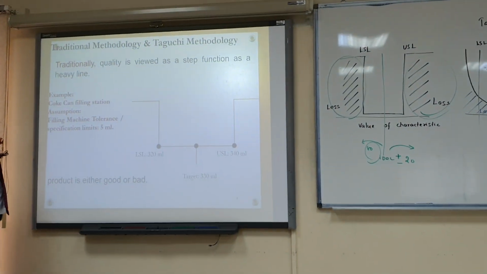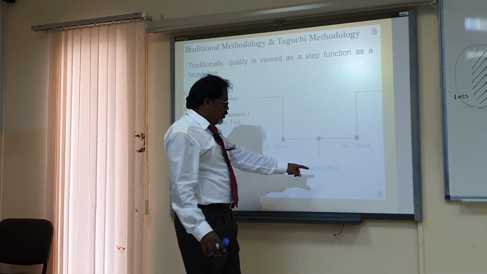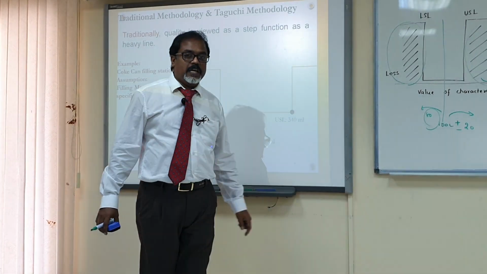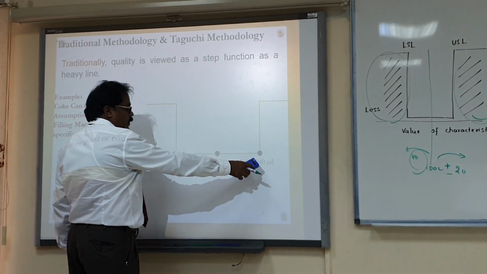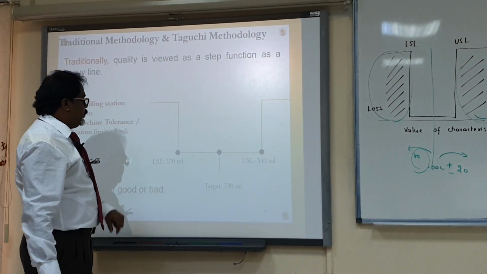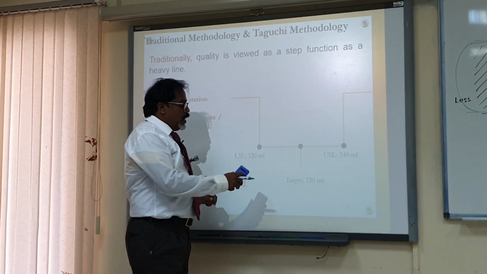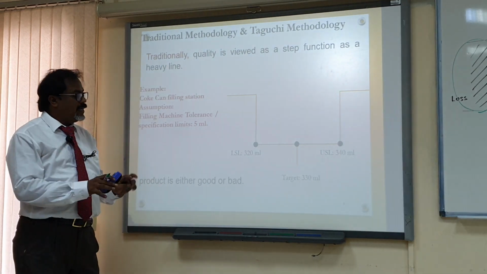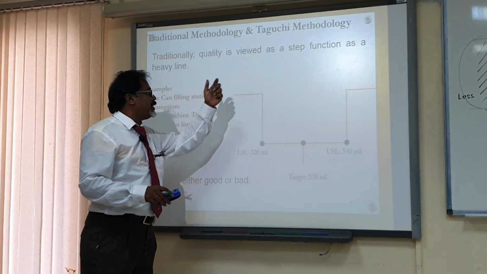So there is one example. Coke can filling station. You have to fill the Coke can with 330 ml. What is the upper specification limit? The company has given 340 as the upper specification limit. What is the lower specification limit? 320 ml is the lower specification limit. If it is going 340, if it is coming 320, then it is good. So we are not going to face any loss. This is the traditional method.